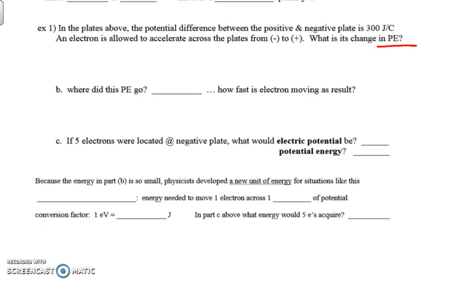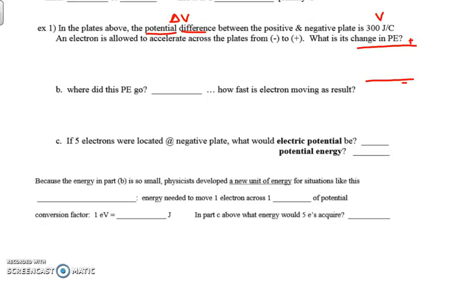So let me just redraw them over here. Here's the positive plate, here's the negative plate. All right, and you are told that the potential difference, so we have to make sure we understand vocabulary. Potential difference is just another way of saying the difference in voltage, between the positive and negative plate, is 300 joules per coulomb. So I'm going to label that V.